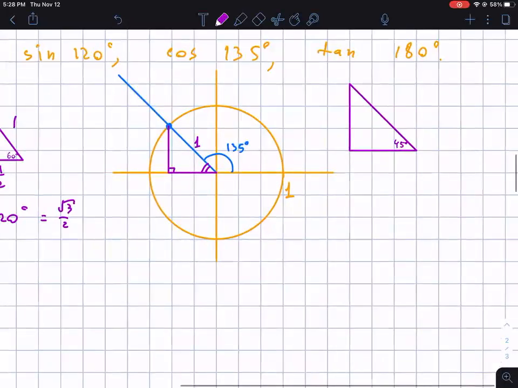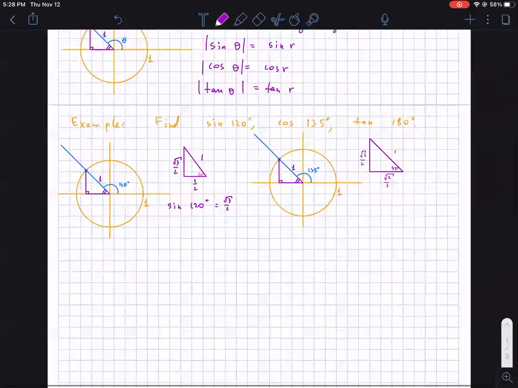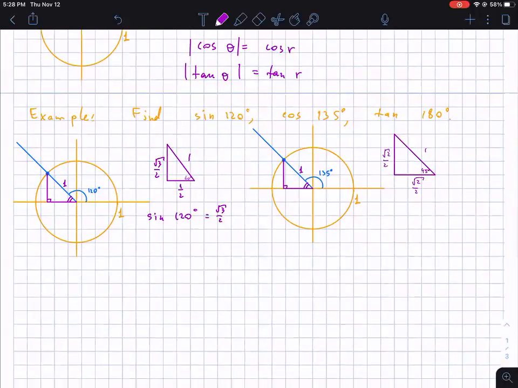We want the cosine of 135, so this is going to be square root of 2 over 2, square root of 2 over 2, and this is 1. So we end up with cosine of 135 degrees equal to negative square root of 2 over 2, because the x-coordinate of this point is going to be square root of 2 over 2, but negative. Make sense?